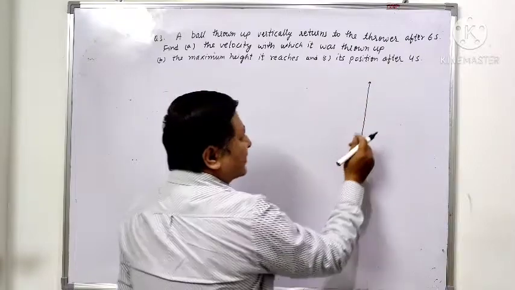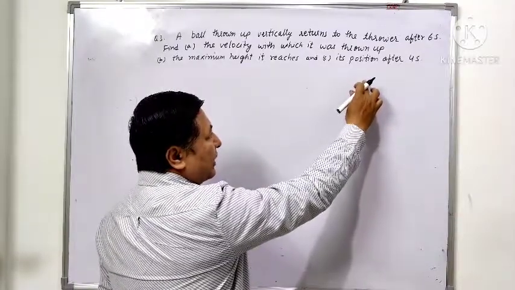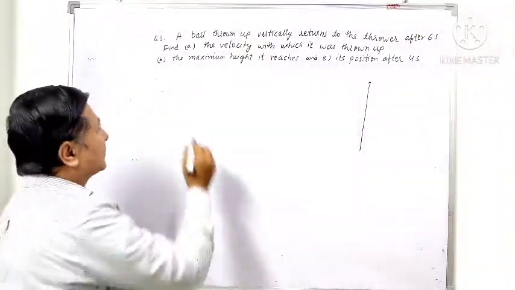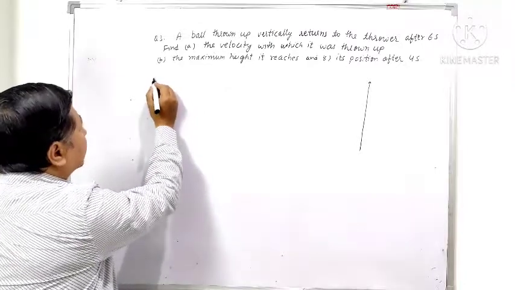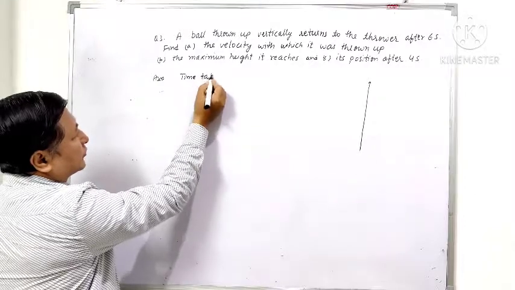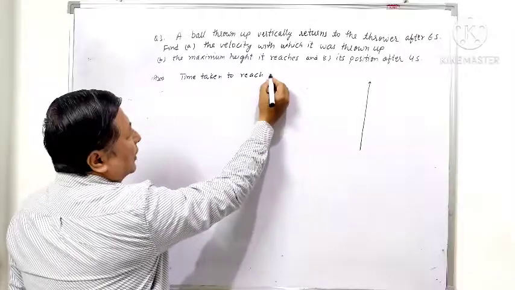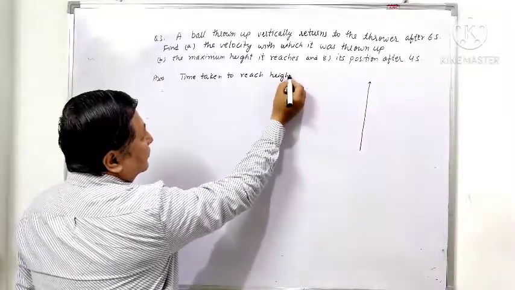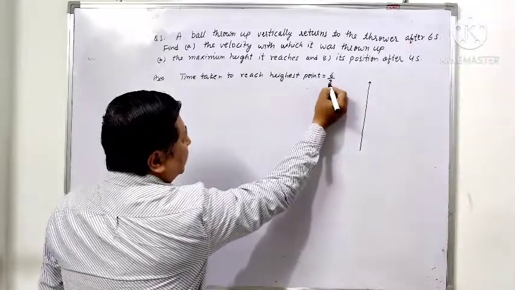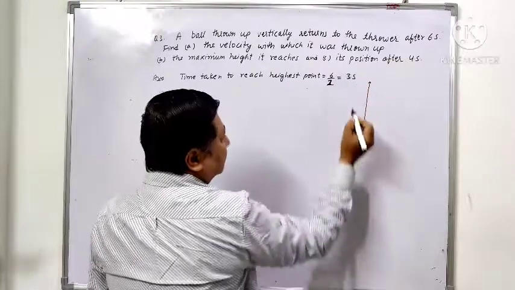So this is taking a total of 6 seconds. So it will take 3 seconds to go up to the maximum height and 3 seconds to return back. So the time taken to reach the highest point is equal to 6 upon 2, that is equal to 3 seconds.